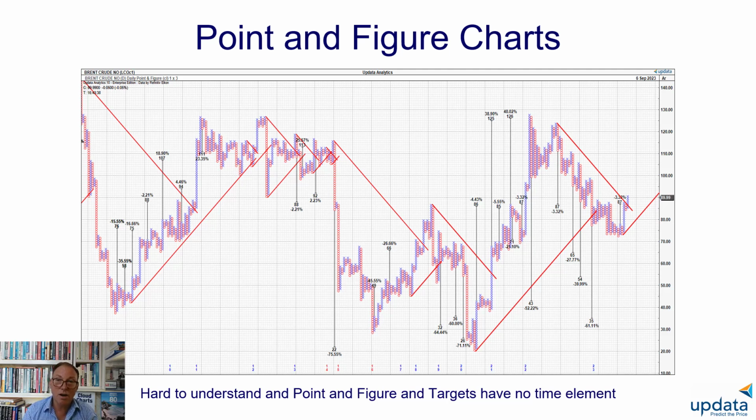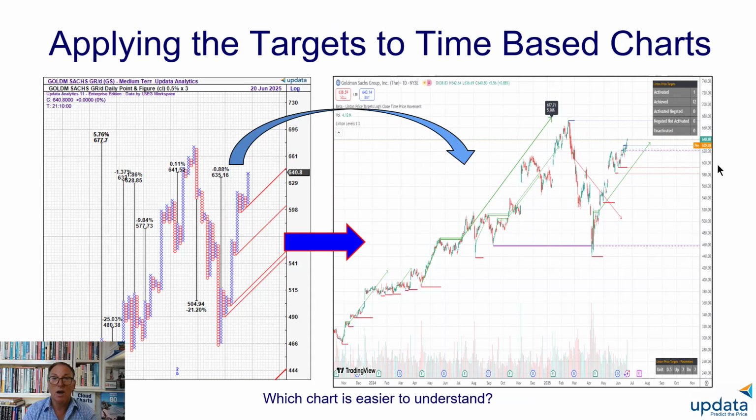So over the course of many years, I've developed this way of taking the point and figure chart's targets and putting them on a time-based chart. That's simple. There's no real rocket science to it. It's just an easier way to understand an old technique on a new chart. And I've had so many people say to me, why did no one ever think of this? And it certainly took me years and years and years of trying to make this work. But so this is where the targets come from.